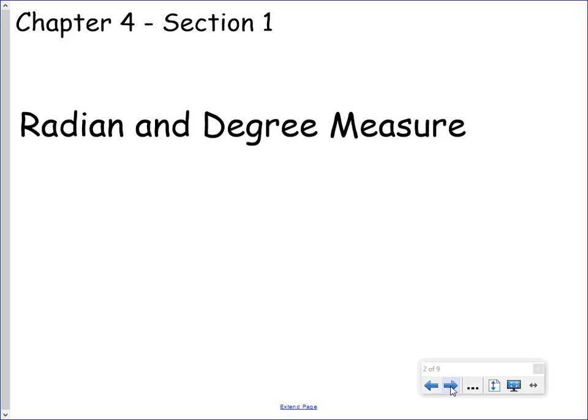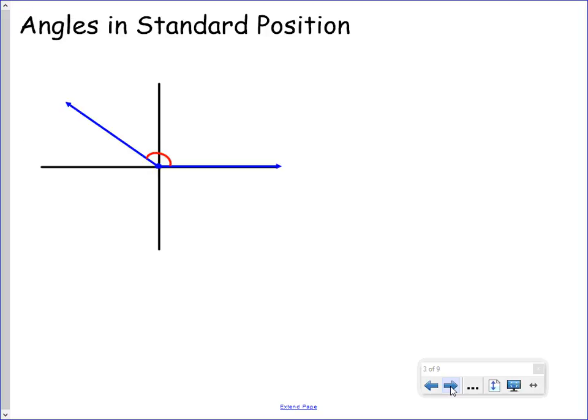Radian and degree measure. When did you get back, Kirsten? Kirsten, when did you come back? New Year. Oh, okay. So you've had a couple of days. Yeah. 3 hours is a hard adjustment.